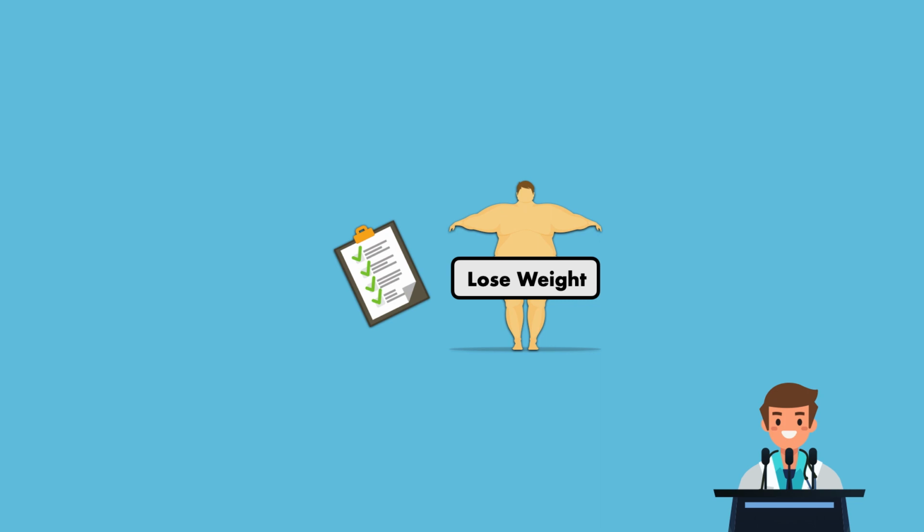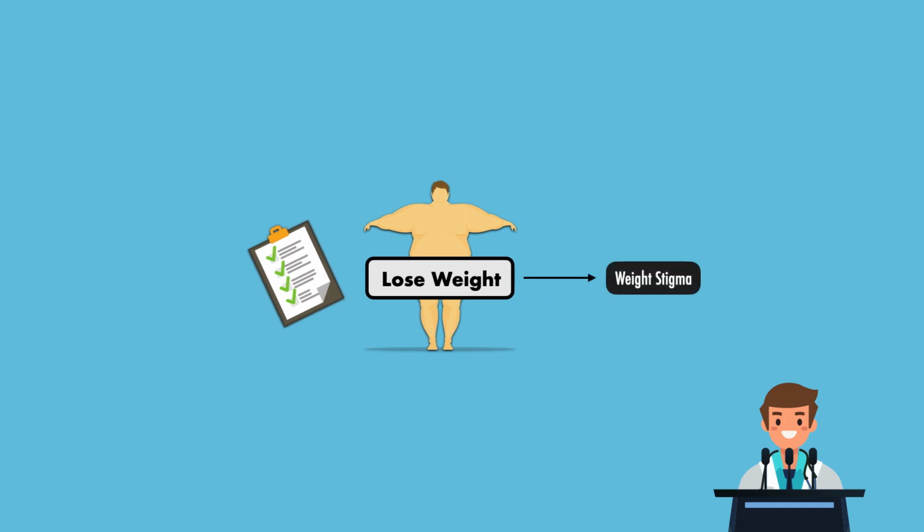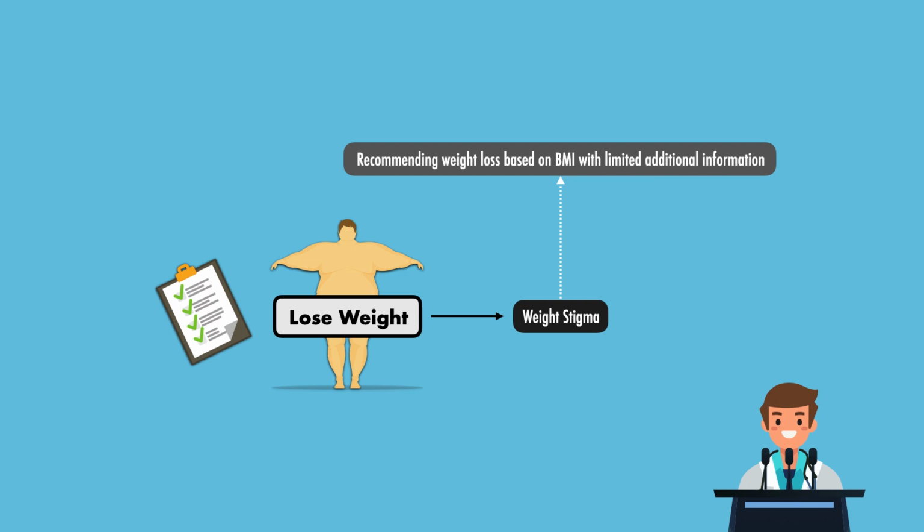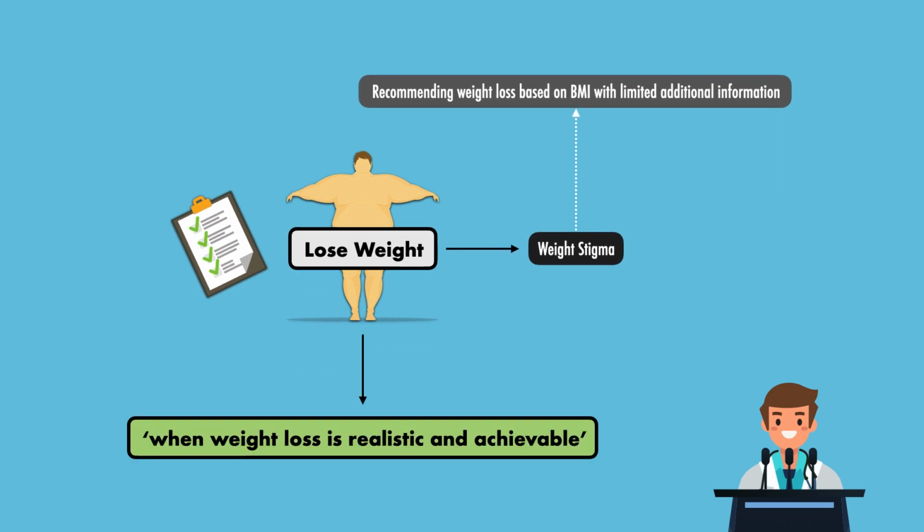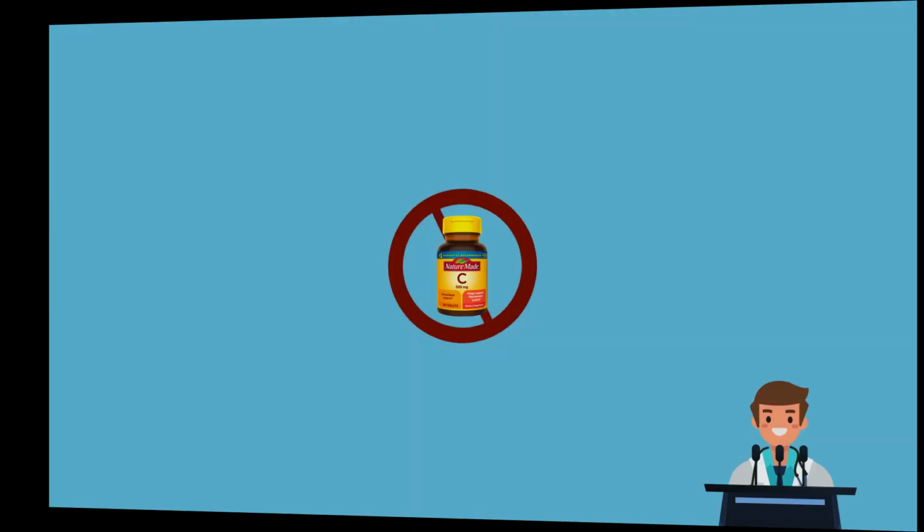Second, I wish they would have provided a little context in their recommendation for weight loss. I understand that in this type of document there's limited space to explain the recommendations, but a blanket recommendation like this perpetuates weight stigma. It's what leads to clinicians recommending weight loss based on body mass index with limited additional information. I would prefer to see the recommendation have a condition added to it, like when weight loss is realistic and achievable, since it won't be for every patient who meets the criteria.